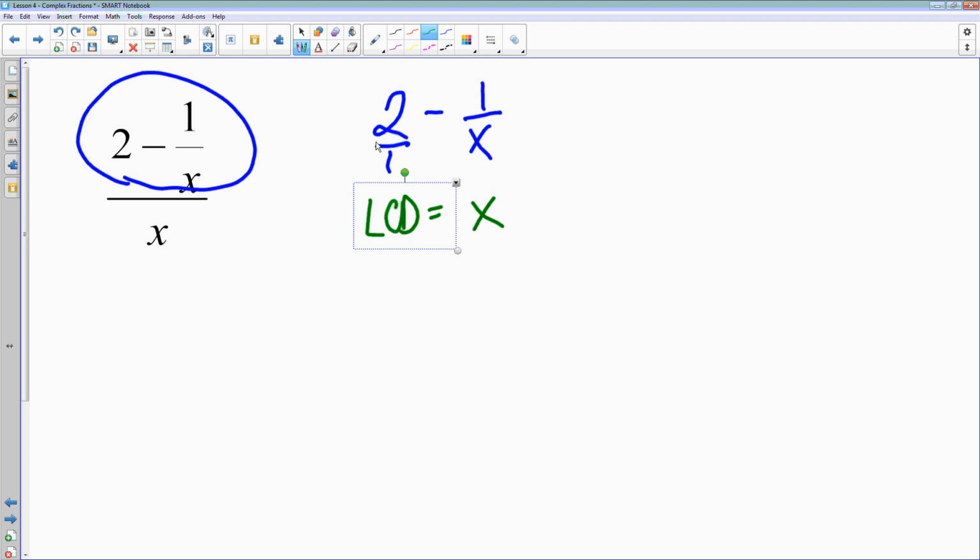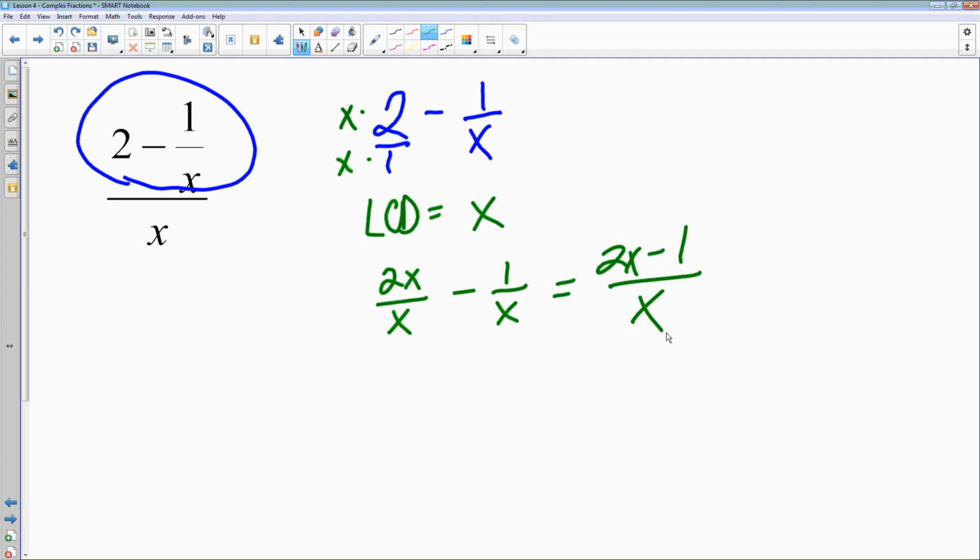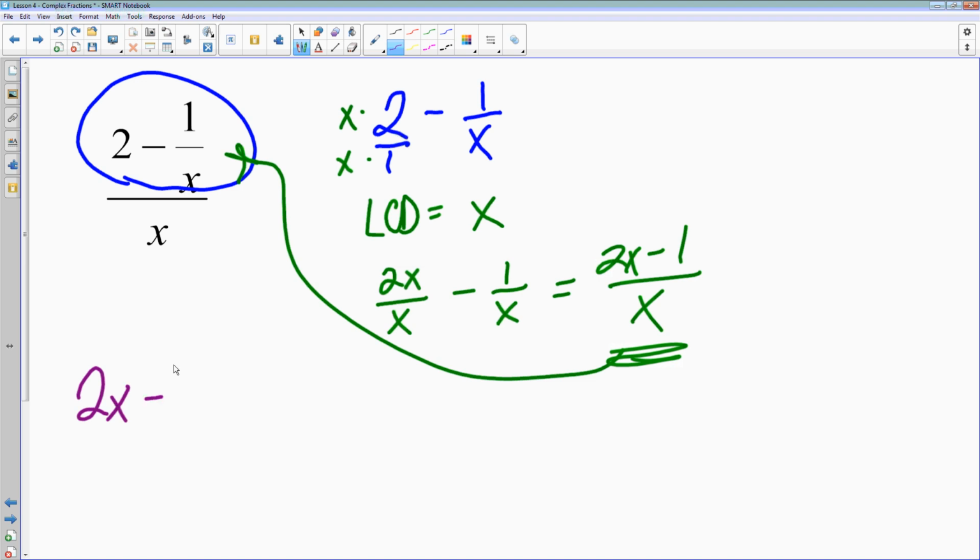So our first fraction has to be multiplied by x over x to get me 2x over x, and then minus 1 over x. Second fraction doesn't have to change. So that's going to get me 2x minus 1 over x. So this is now my numerator. Okay, so I'm going to rewrite the fractions side by side. So 2x minus 1 over x divided by x.